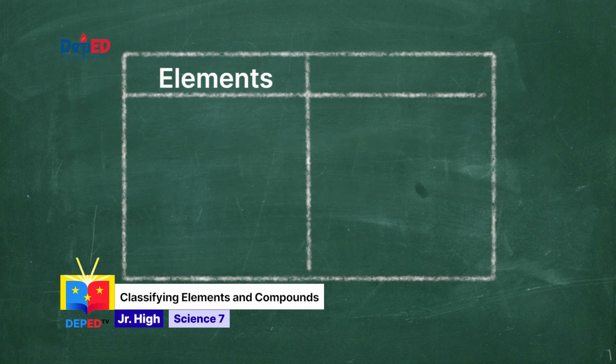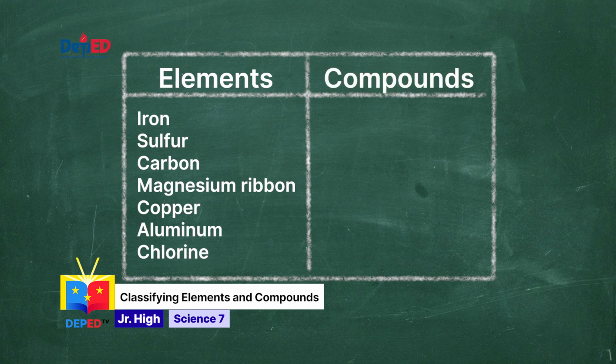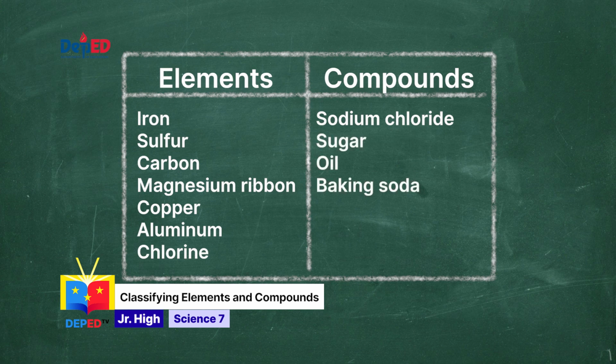Here are the elements: iron, sulfur, carbon, magnesium ribbon, copper, aluminum, and chlorine. Now, here are the compounds: sodium chloride, sugar, oil, baking soda, distilled water.